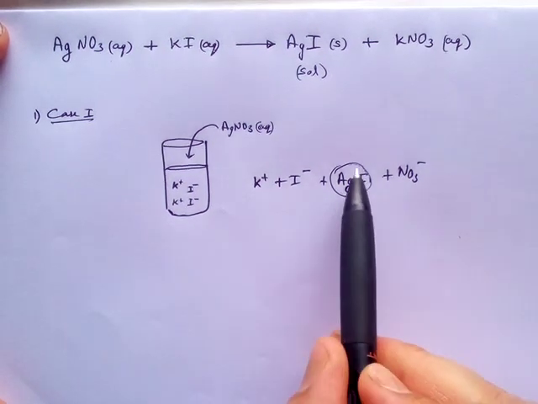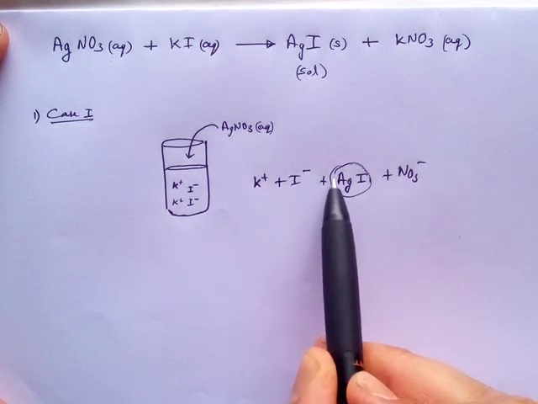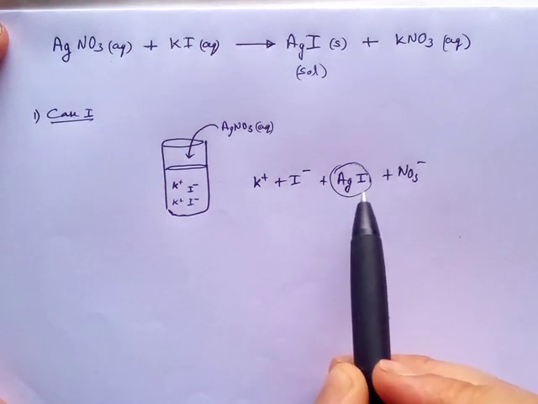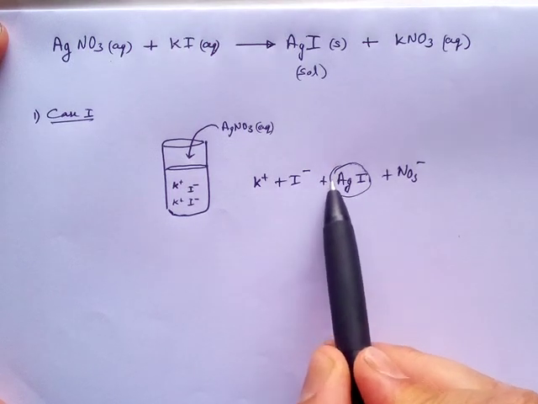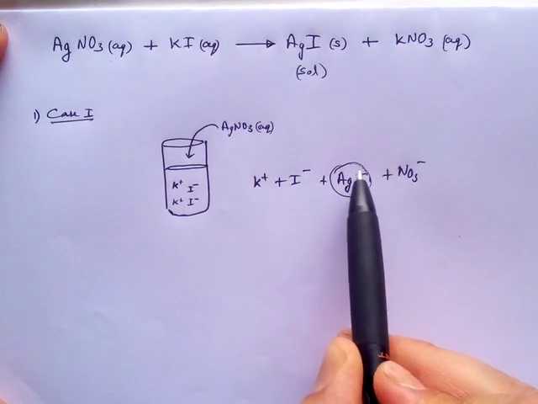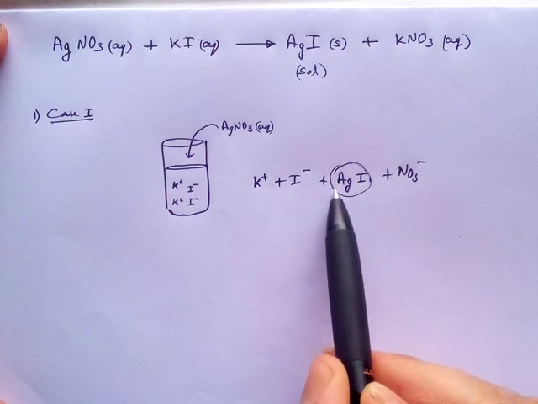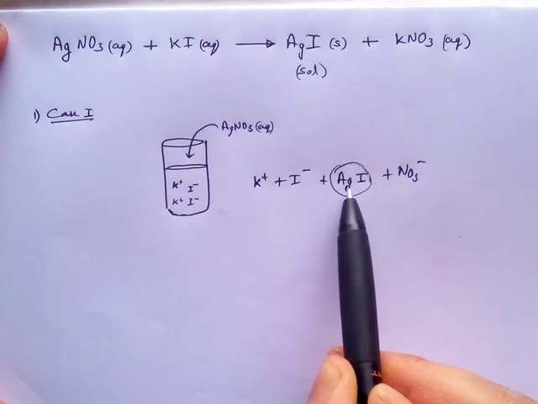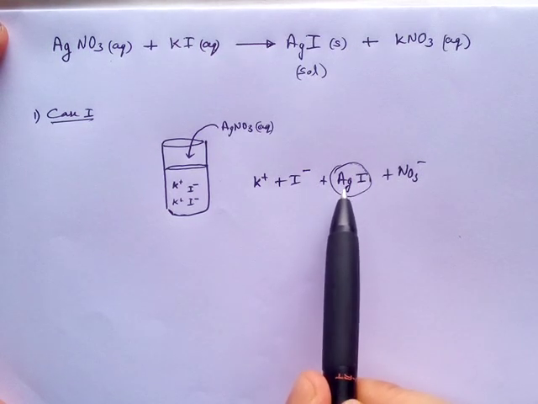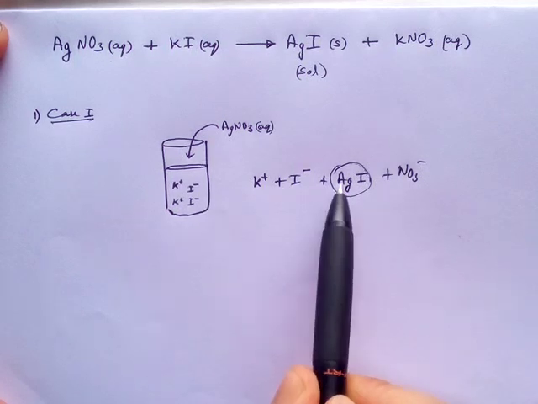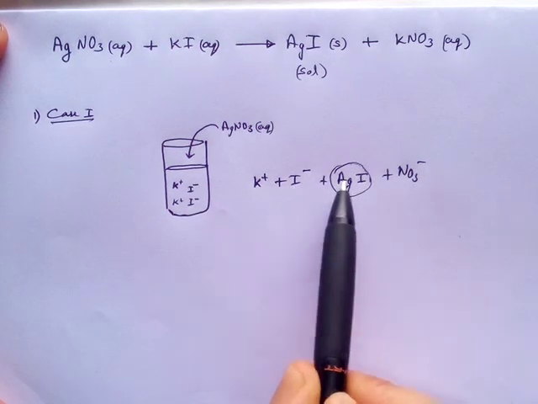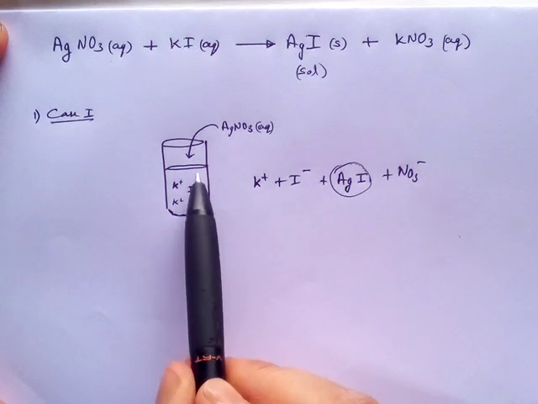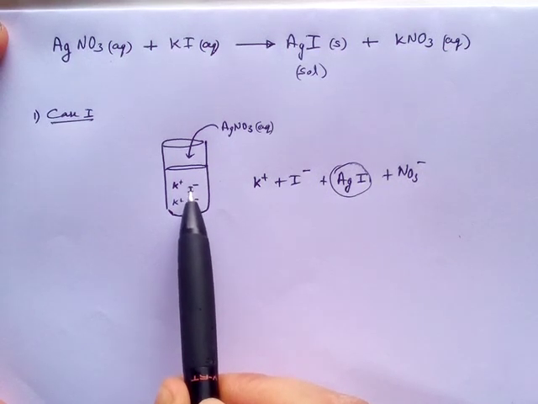Now this is your sol, or we can call it colloidal particle. As per the rule, the common ion to this colloidal particle gets adsorbed. So you see, what are the common ions present here? Is Ag there? No, whatever Ag there was gets consumed and forms AgI.